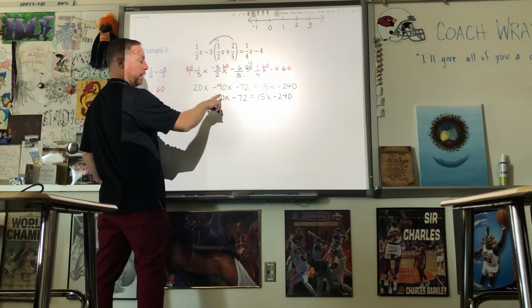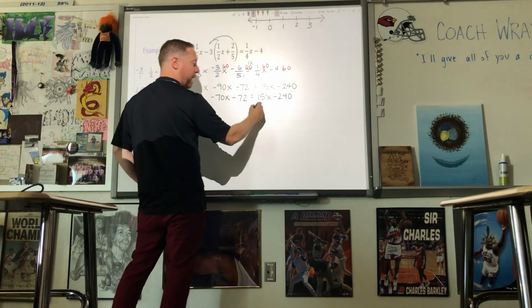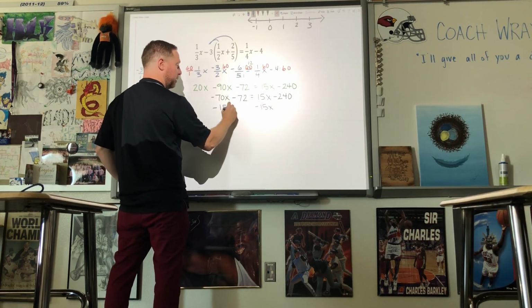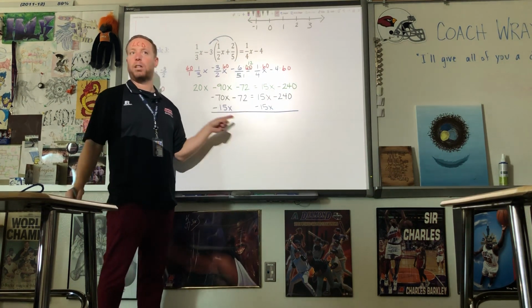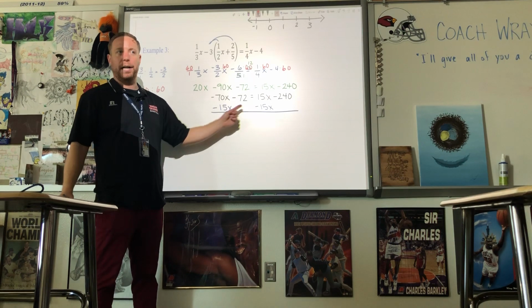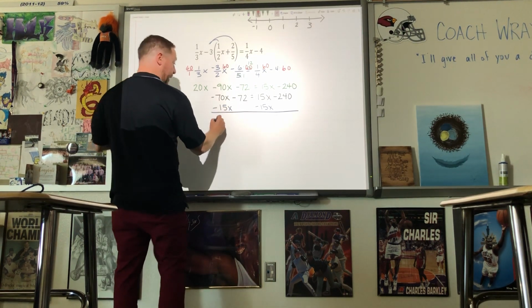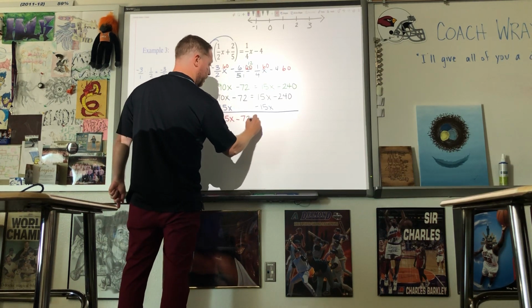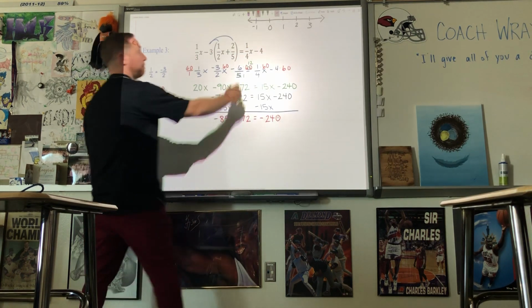I'm now going to get my variables together, but I'm going across the equal sign, so I have to do the inverse. So I'm going to do negative 15x on both sides. I could have done plus 70x on both sides. That would have been fine. It doesn't matter. Either way is fine. So now I've got negative 85x minus 72 equals negative 240.